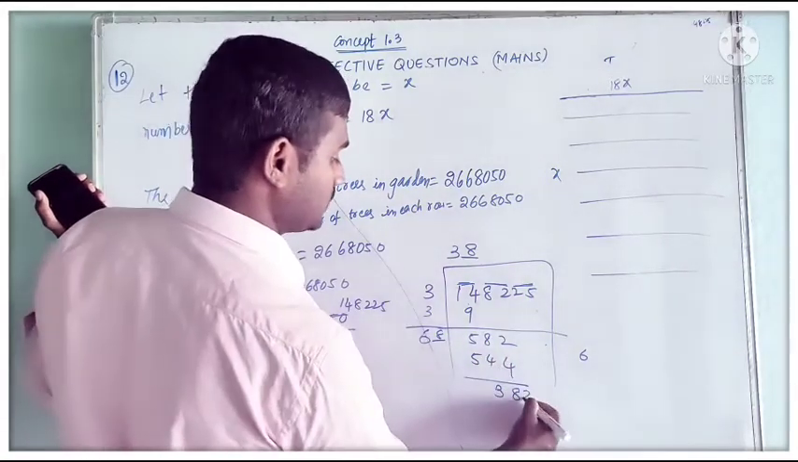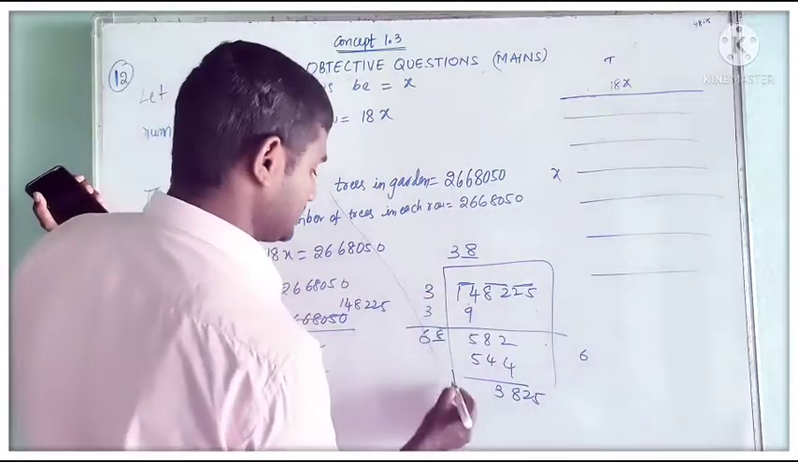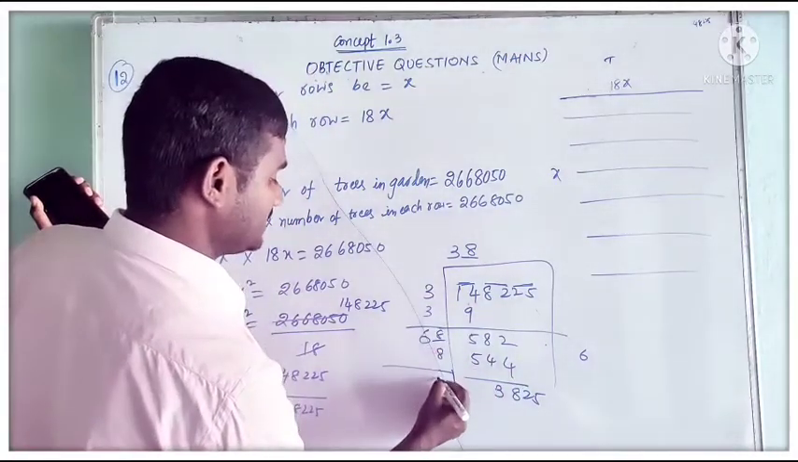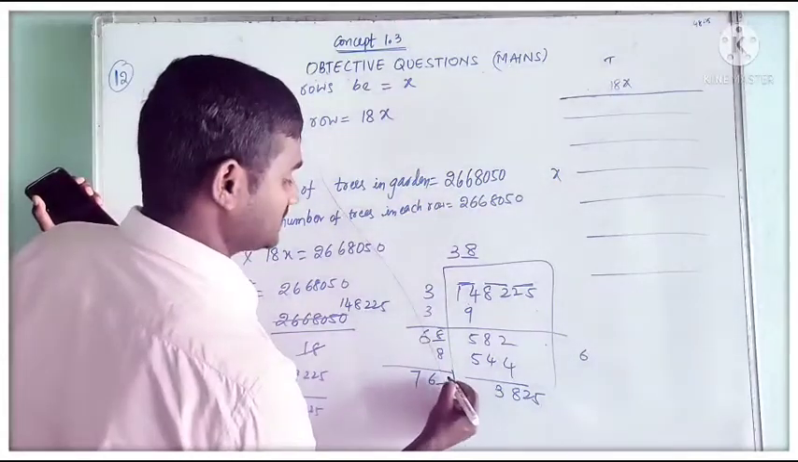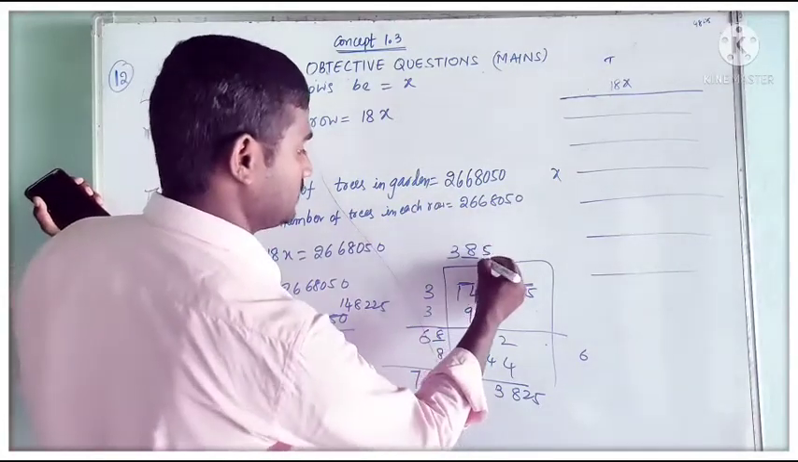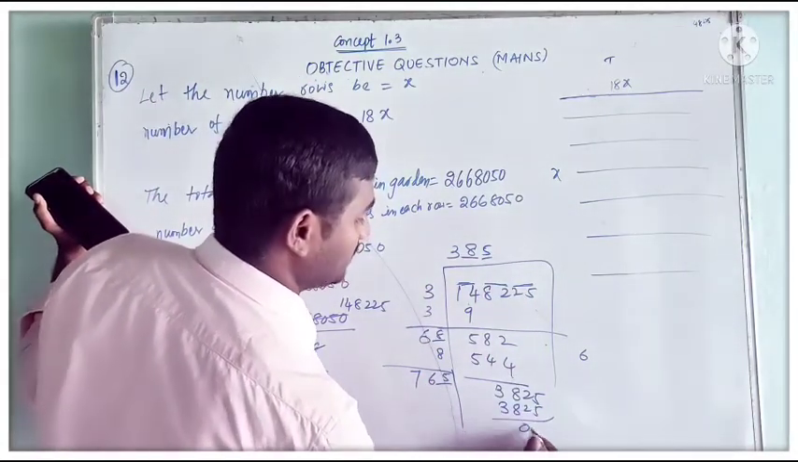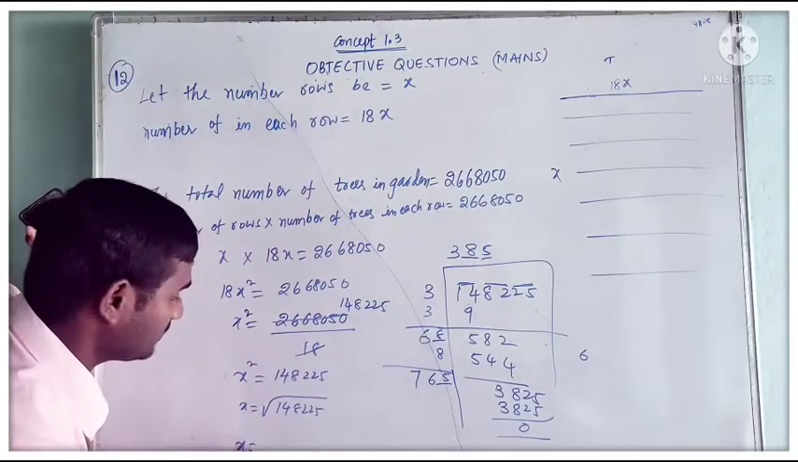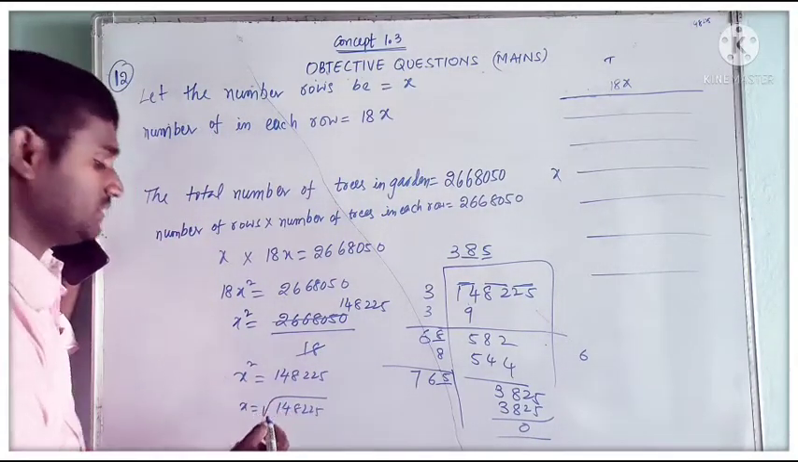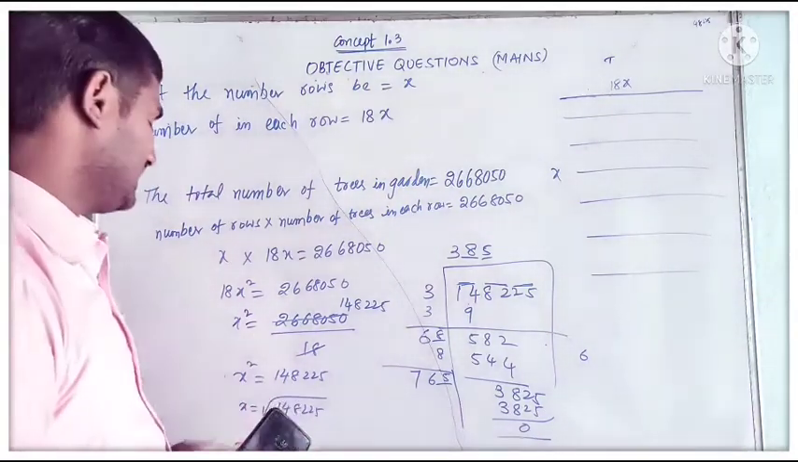Next 25. Next 8 you can add here. So 8 plus 8, 16. So 1, 76. 76 into 5 you can do. So now this, 3,825 we will get. So the square root of 1,48,225 is 385. Okay. So what is the x value here?